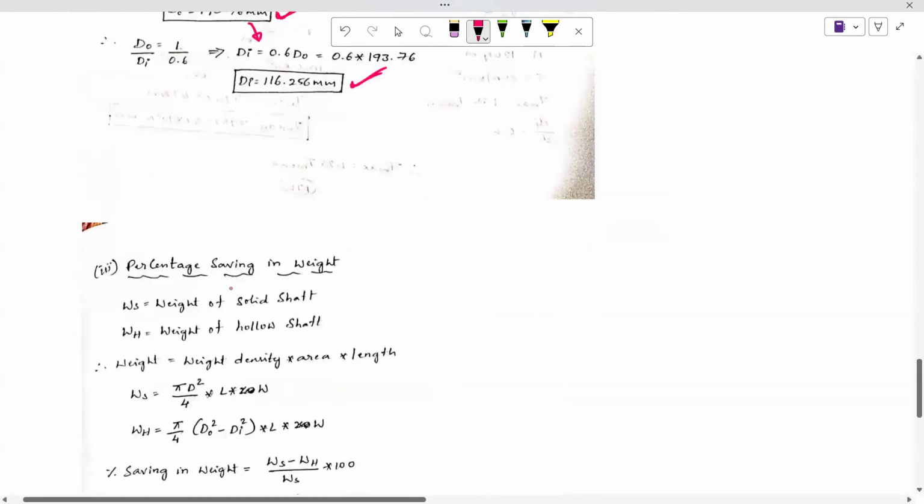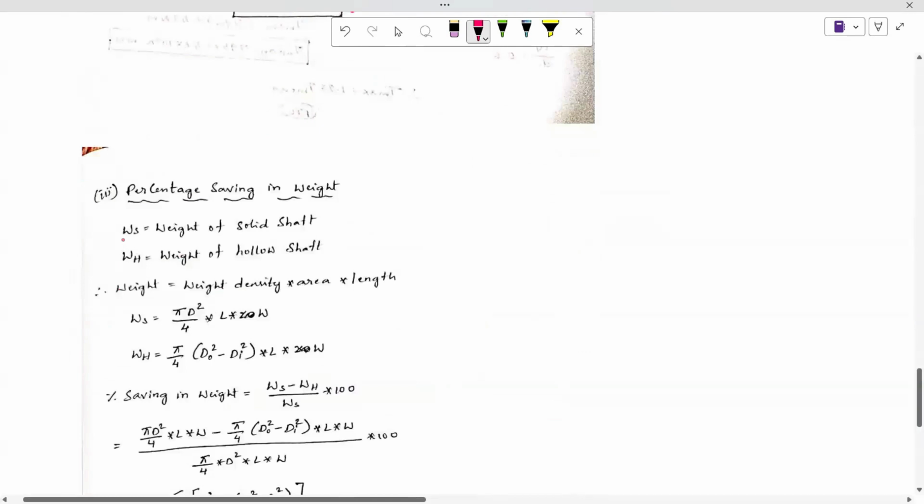Now, to find the percentage saving in weight, because first we have used a solid circular shaft, and now we need to replace it with a hollow circular shaft, for that we need to adopt this procedure. Ws is the weight of a solid shaft. Wh is the weight of a hollow shaft. Weight density, you already know, is equal to weight by volume. So just cross multiply, then we will get weight equal to weight density into volume. Volume can be written as area into length.